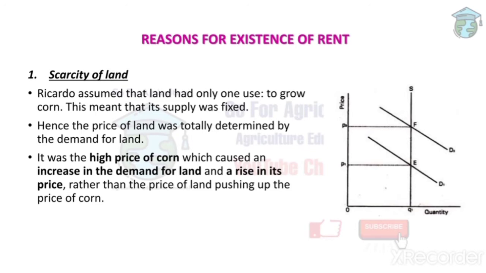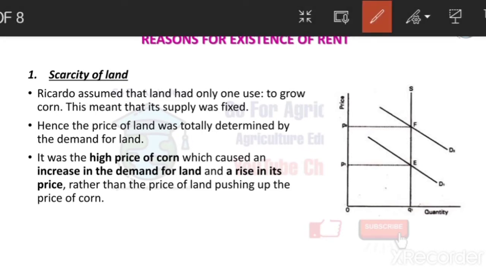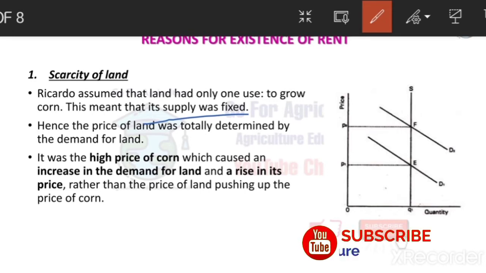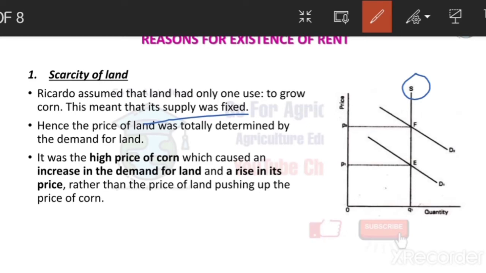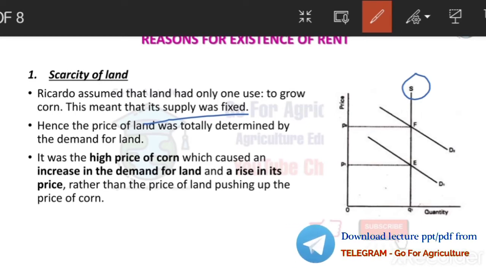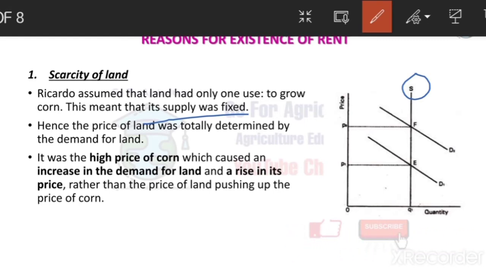जैसे आप इस ग्राफ में देखिए, so x axis is the quantity and y axis is the price. So according to Ricardo supply is fixed क्योंकि इसका पर्पस तो सिर्फ टू ग्रो द कॉर्न. सो एक ही पर्पस है, मतलब सप्लाई तो फिक्स ही होगा. So you can see the supply is same, means fixed. And also if you see here, hence the price of the land is totally determined by demand. So supply तो फिक्स है, मतलब we should determine its price by the demand of the land. So आप देख सकते हो supply तो फिक्स है.